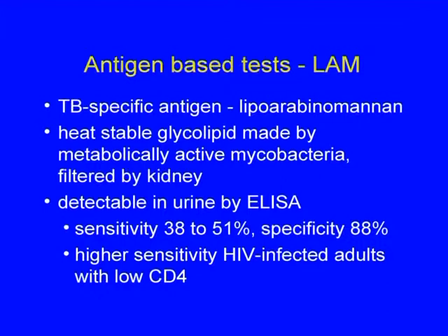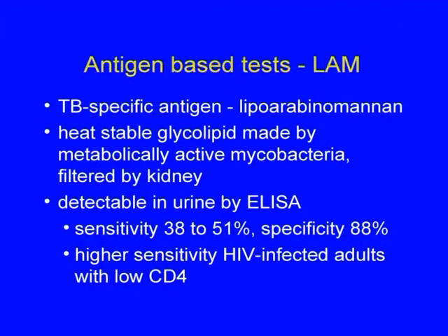And this test I'm sure you know about from adult HIV-infected people, lipoarabinomannan. It's a TB-specific antigen, which is a heat-stable glycolipid made by metabolically active mycobacteria and filtered by the kidney. And what's been developed is two different tests in which you can detect it in the urine. The one is like a dipstick, and the other is a lab-based ELISA test. And the results for this, with no published pediatric data, in adults is very variable sensitivity, detecting from 30% to 50% of adults with culture-confirmed TB.